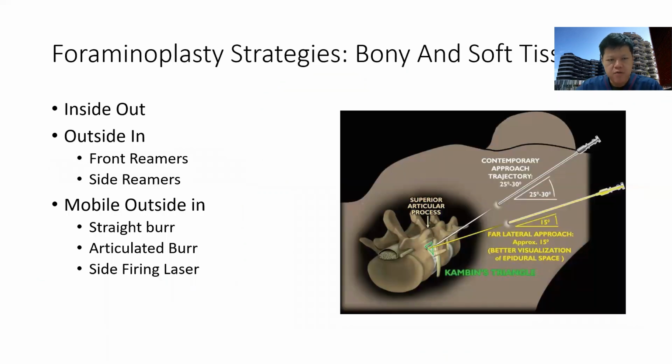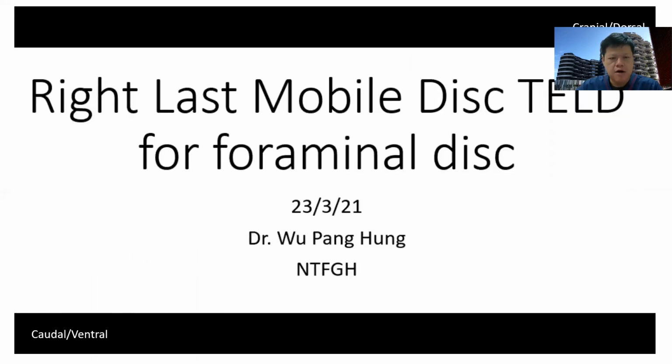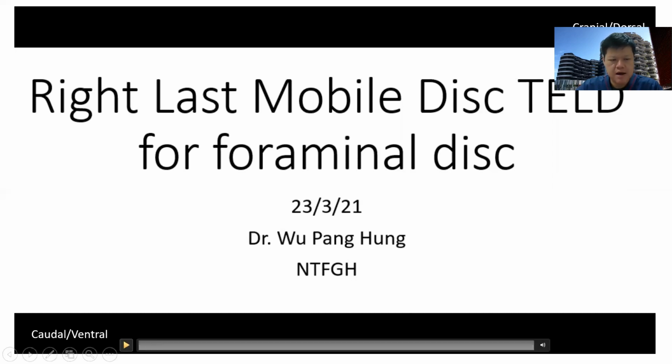For the handling of the foramen and superior articular process, the foraminoplasty technique can be done inside out, outside in, and mobile outside in. I have described that in my articles as well. For the mobile outside in, you can use a straight burr or articulated burr. It'll be useful with a side-firing laser, although I do not tend to use them. Front reamer and side reamer have their advantages, and we can analyze them another time.